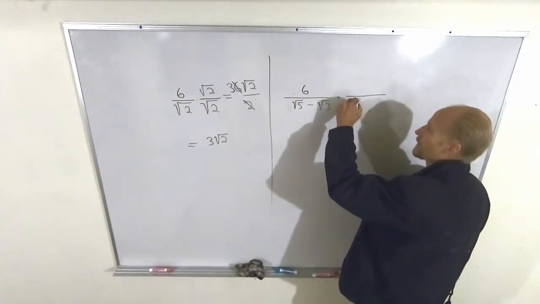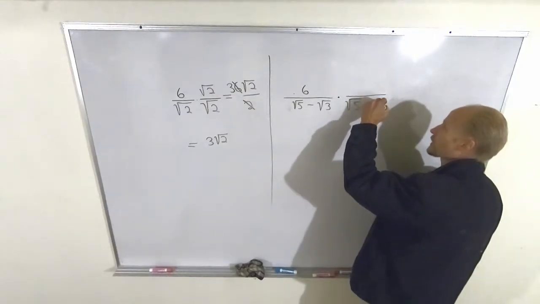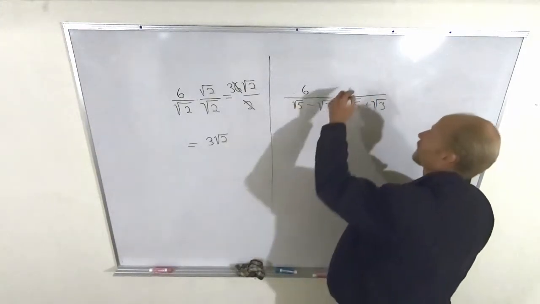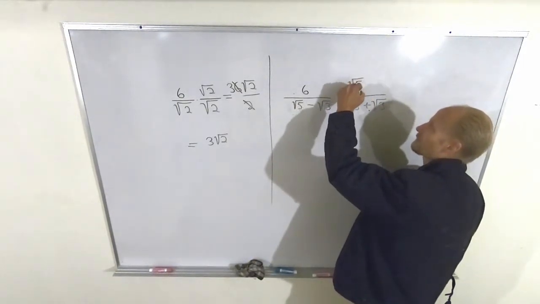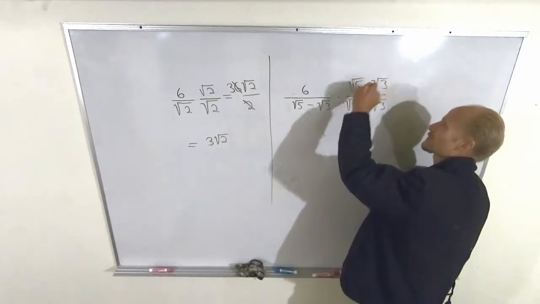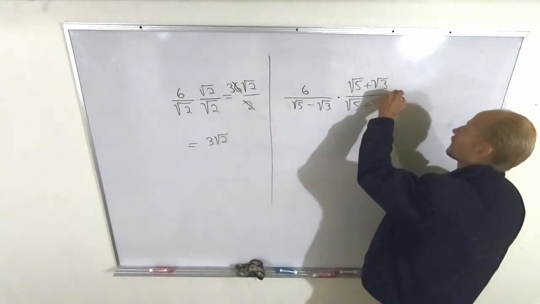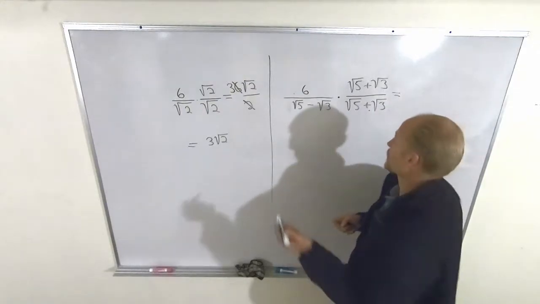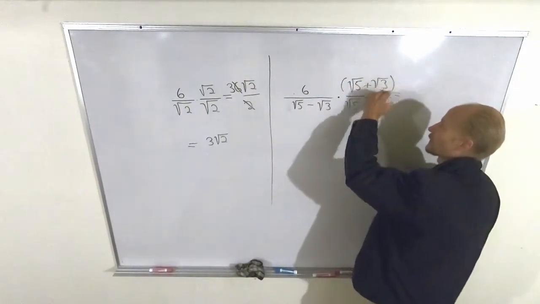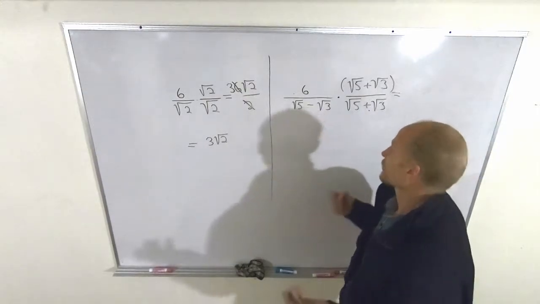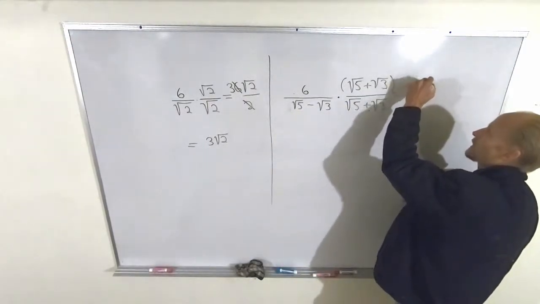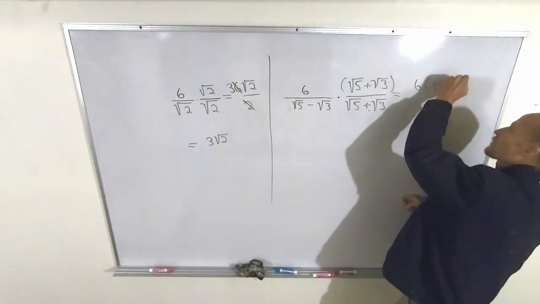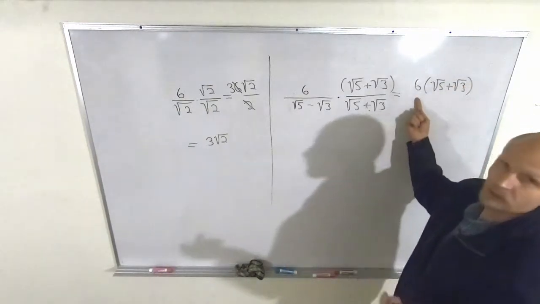All right, so I've got the square root of 5 plus the square root of 3. Just like last time, we're going to times the top by the same thing as the bottom. So here we have the square root of 5 plus the square root of 3. Now, since I have 6 times this, I'm going to have to distribute my 6 across this binomial. Or maybe I can leave it alone and maybe it'll cancel out. We'll see. Let's try just 6 times the square root of 5 plus the square root of 3. And we'll just leave it in this form to see what happens.